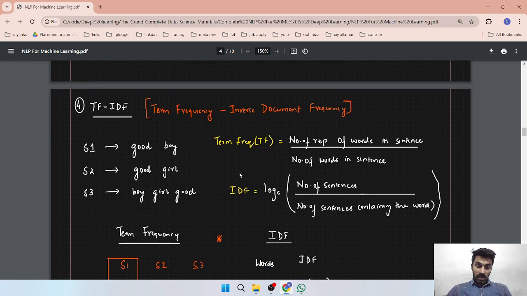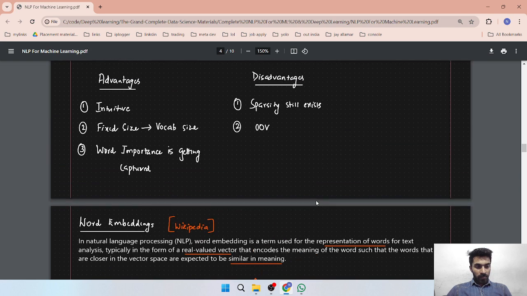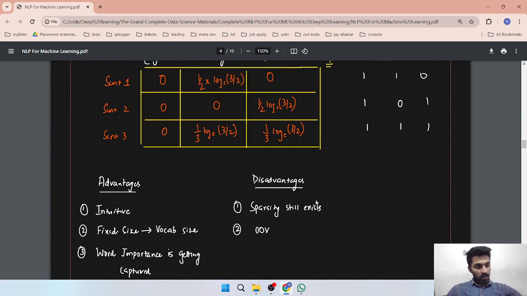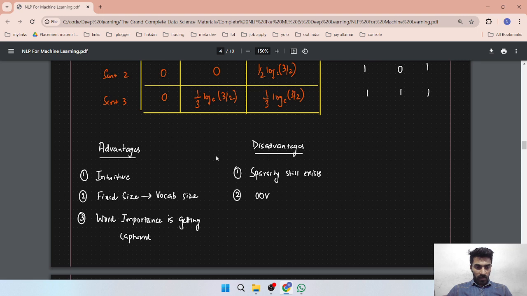Basically, at the time of creating a TF-IDF vector, we have to tell our model this is our output size. We want our TF-IDF vector in this size only. That's how this will work.